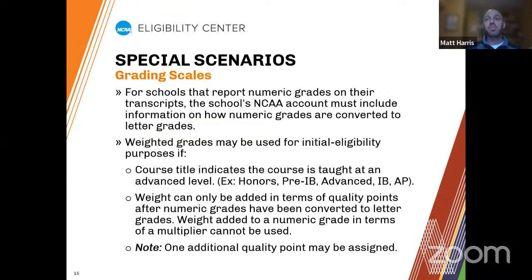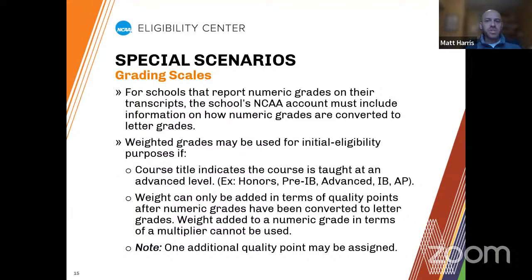We will use the letter grades that appear on the transcript. However, if numeric grades are reported on the transcript, we have to have an accurate grading scale on file. If a student transcript were to come in with numeric grades and your high school's NCAA account doesn't have the grading scale on file, we'll have to go in and ask for that, get that added to the account. And again, that just slows the student certification. But you can see on your screen weight. That's a big question we get.